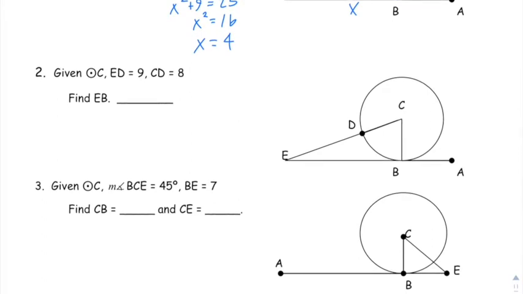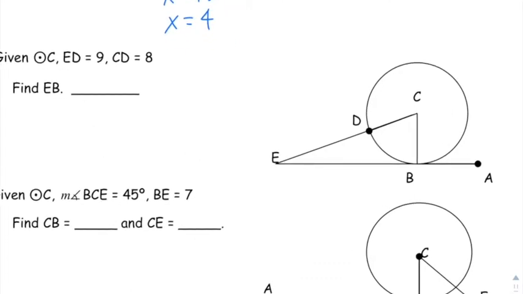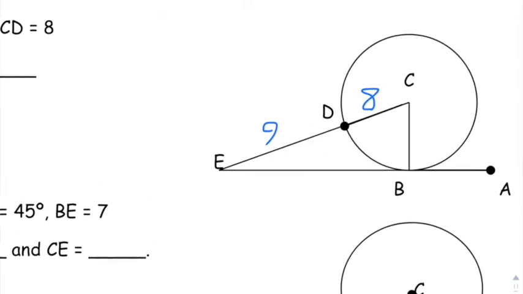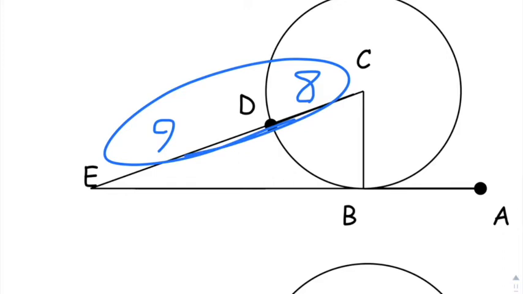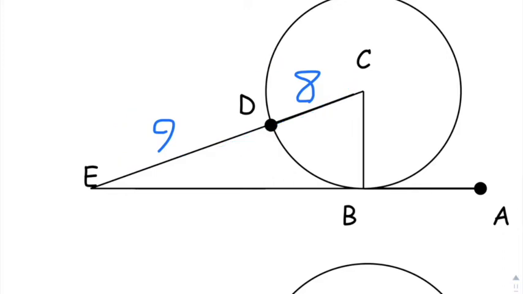All right, let's see what we have here. Given the circle CED, only this part here is 9, and then CD is 8. Find EB. With this one, some people say they only give us 2 sides of a triangle, and it looks like they only give you one side right here. But they really give you two, because since the radius right here is 8, the radius going up and down right there must also be 8.